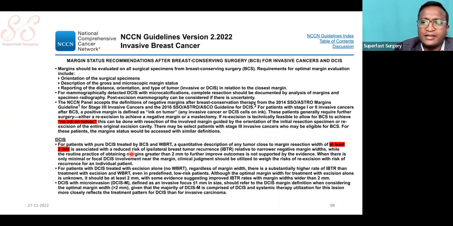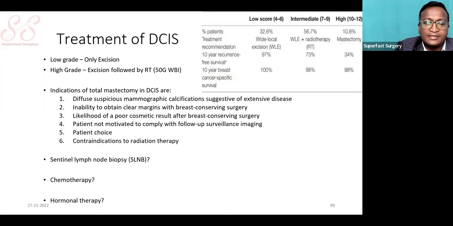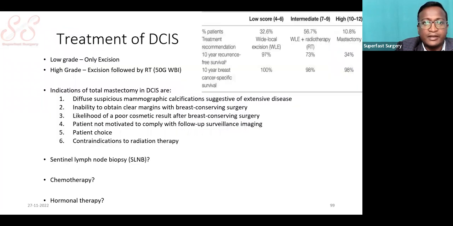So it is ironical that IDC requires a smaller margin, no tumor on ink, while DCIS requires more margin of 2 mm. The best explanation for that is that DCIS is associated with multifocality, and we cannot palpate DCIS on the table while doing surgery. So we tend to err on the higher side by taking a 2 mm margin. And this is not me, but the NCCN which is saying this. So we can see that pure DCIS needs a 2 mm margin, and invasive ductal cancer, no ink on tumor margin. So this is from the NCCN guideline.